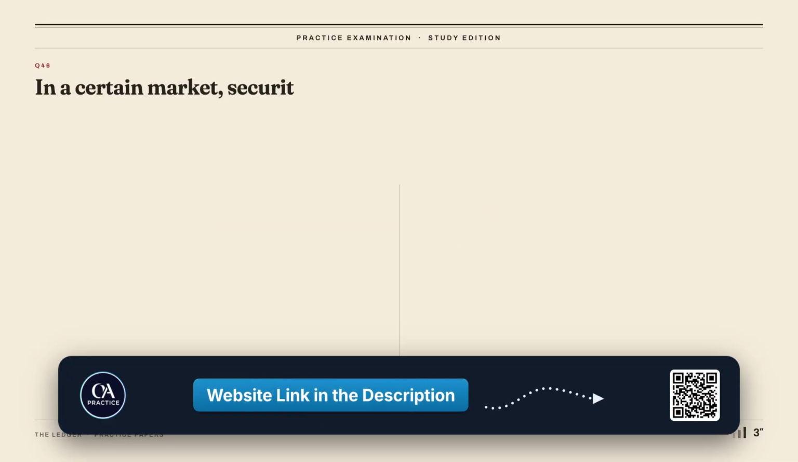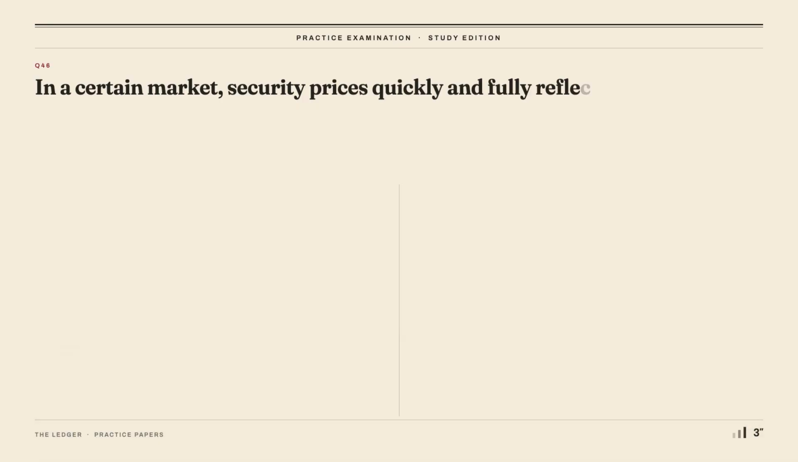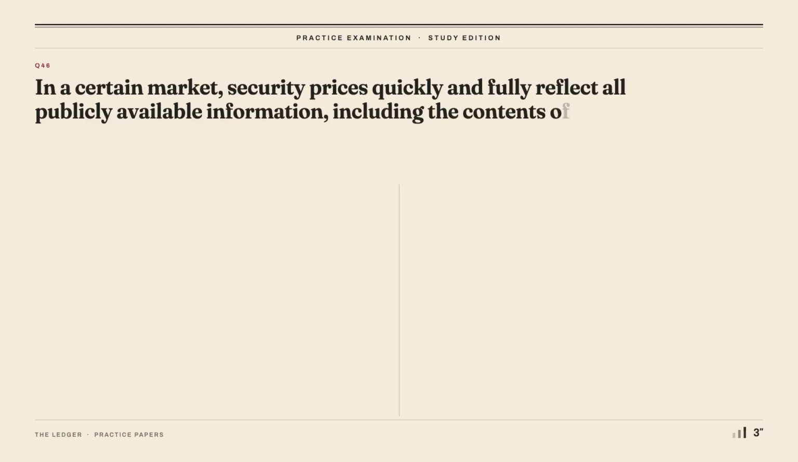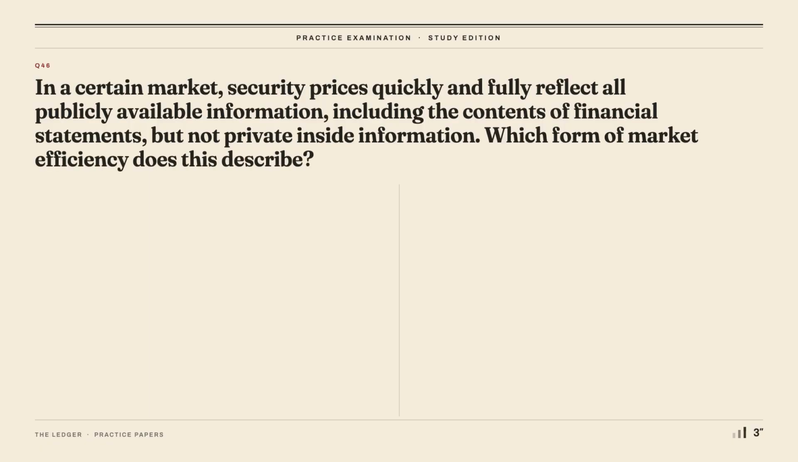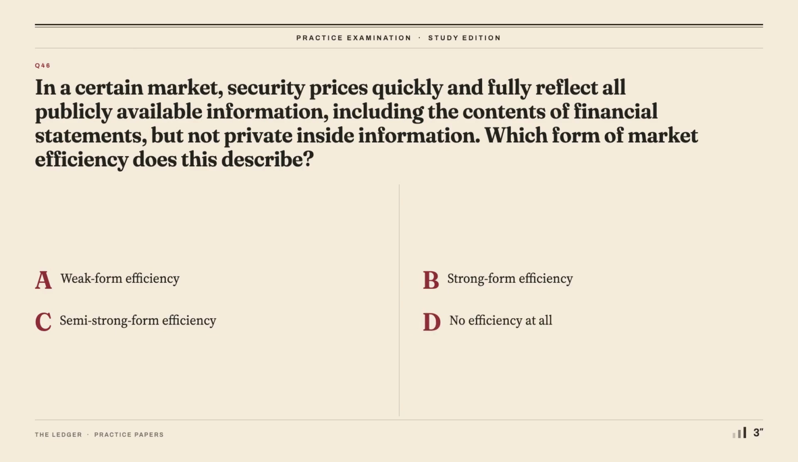Question 46. In a certain market, security prices quickly and fully reflect all publicly available information, including the contents of financial statements, but not private inside information. Which form of market efficiency does this describe? Your options are A. Weak form efficiency, B. Strong form efficiency, C. Semi-strong form efficiency, D. No efficiency at all. Which would you go with? Lock it in before the reveal.